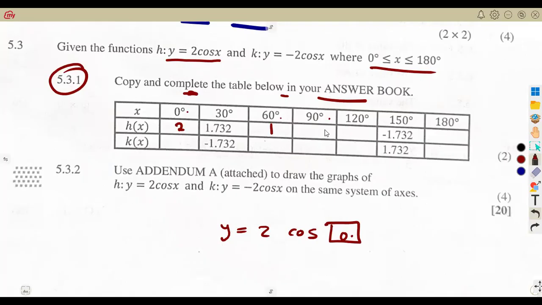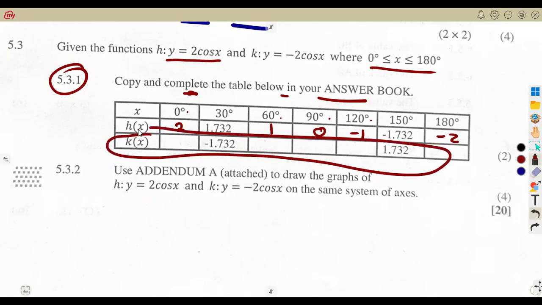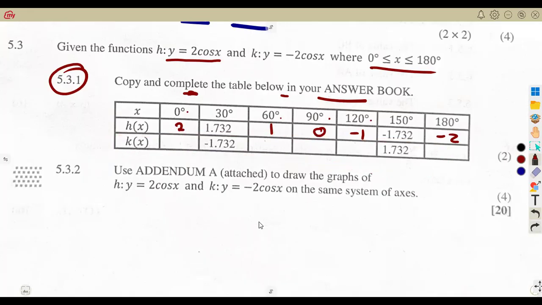At 90, it was going to be 0. At 120, minus 1. At 180, minus 2. You do the same thing on the graph of kx. Remember, kx is now minus 2 cos x. So in place of x, this is where you're substituting your values. If it is 0, you substitute a 0 there on your calculator. So this was going to give us -2, -1, 0, 1, 2, just like that. So it was just a matter of substituting direct on your calculator.